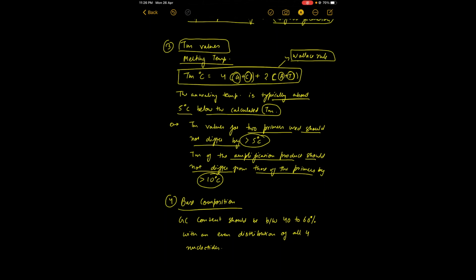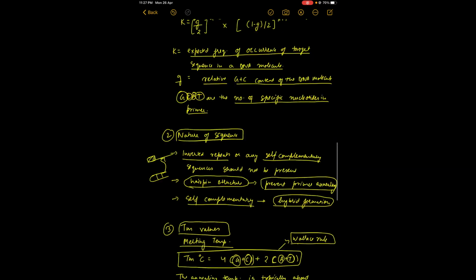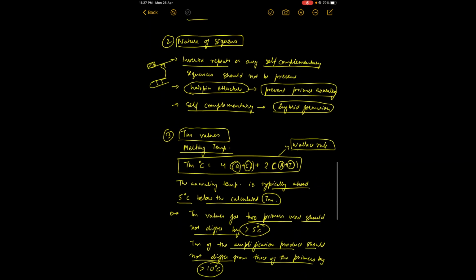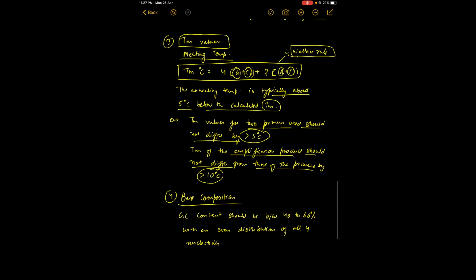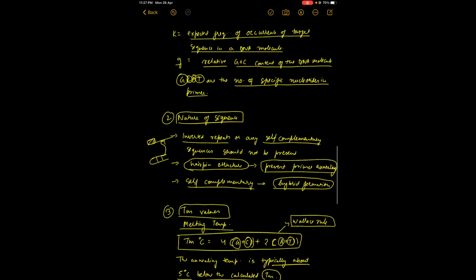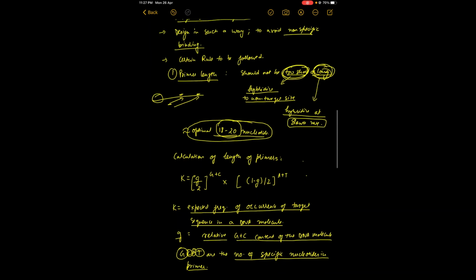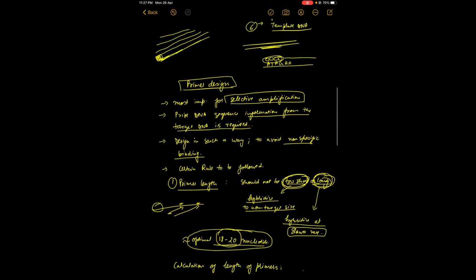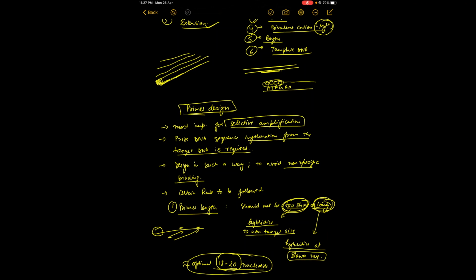Another factor that is important is the base composition. Okay, we have discussed three things, and now the fourth thing is the base composition, and the GC content should be between 40 to 60% with an even distribution of all the 4 nucleotides. So these are basically the four requirements for making proper primers.